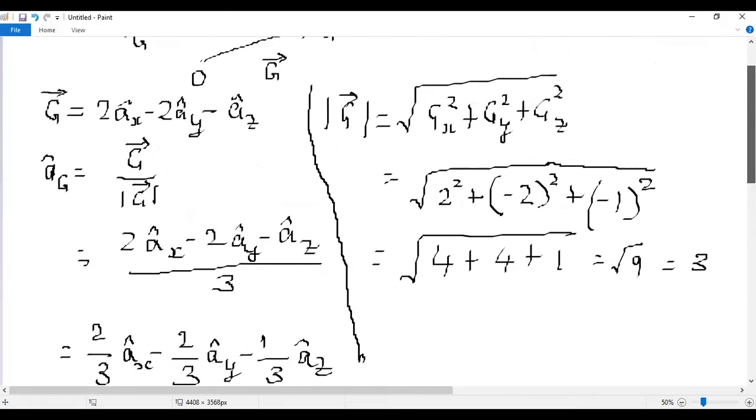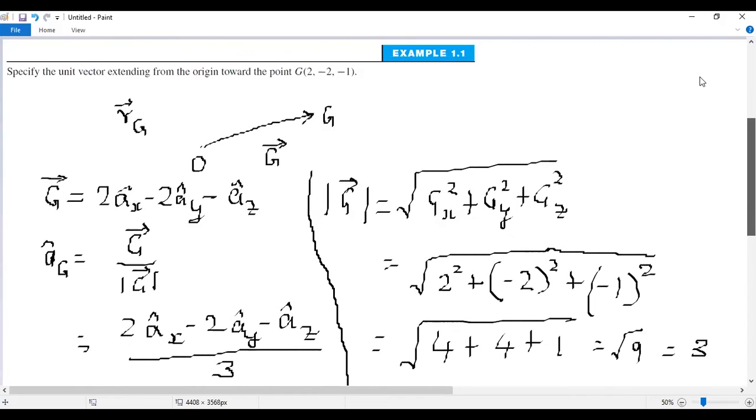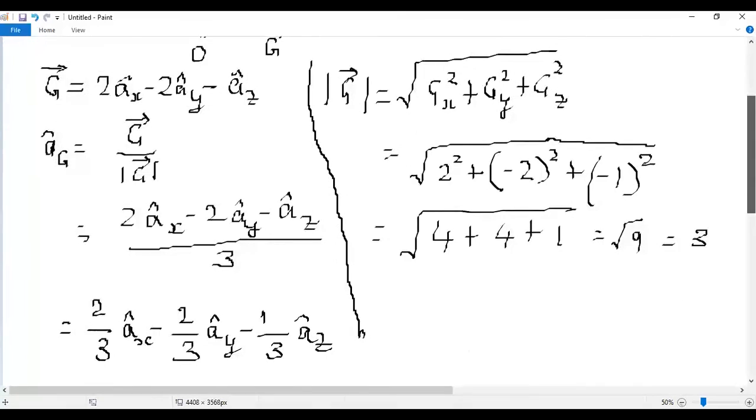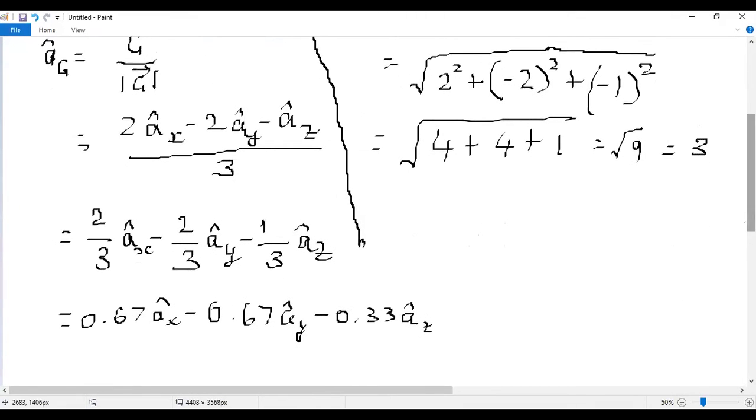Okay, so this way, when you are given any vector, you can find the unit vector in that particular direction. So here you are given the point actually. So you need to first get the position vector of that particular point by writing this G. Then you can find the unit vector in that direction by the vector G divided by magnitude of vector G. First find the magnitude, it is 3. Then divide the x, y, and z components by that magnitude. You get the components of the unit vector. Okay, so this is how you can find the unit vector of any particular given vector. Okay, I hope you have got this.